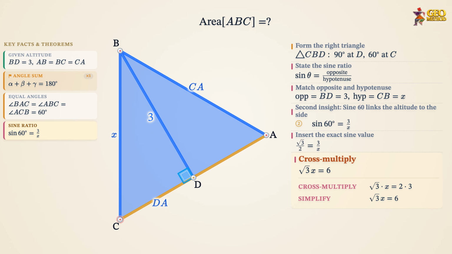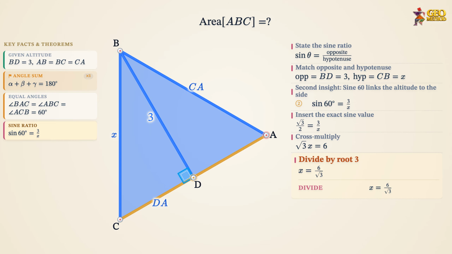Cross-multiplying clears both fractions. Root 3 times x equals 2 times 3, which is 6. So root 3 times x equals 6. One division away from x now. Dividing both sides by root 3 isolates x, giving x equals 6 over root 3. A root sitting in the denominator is untidy, so we clean it up next.